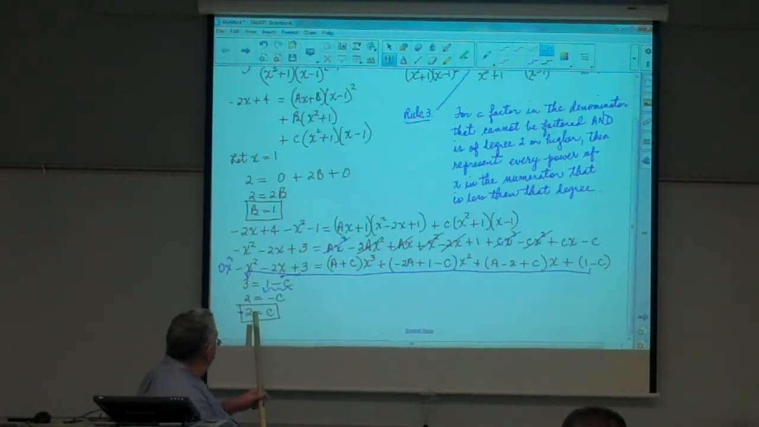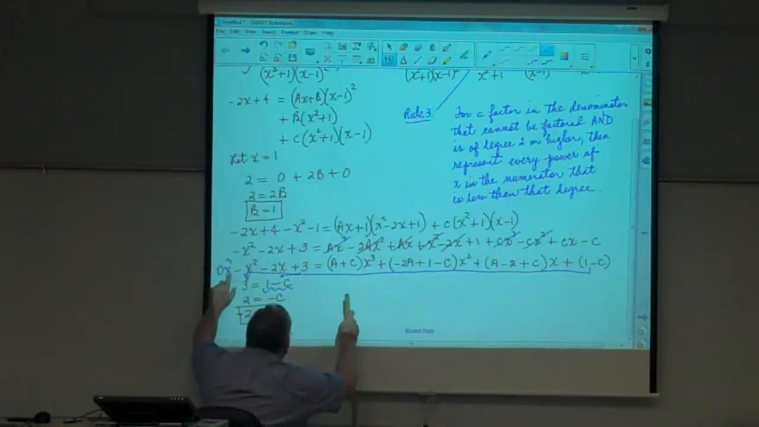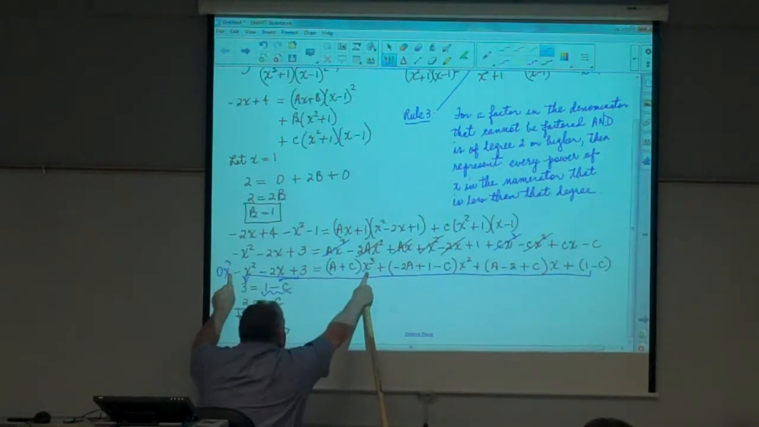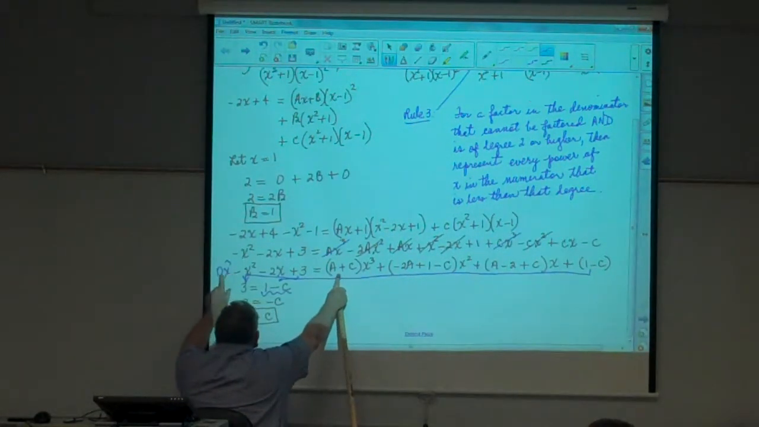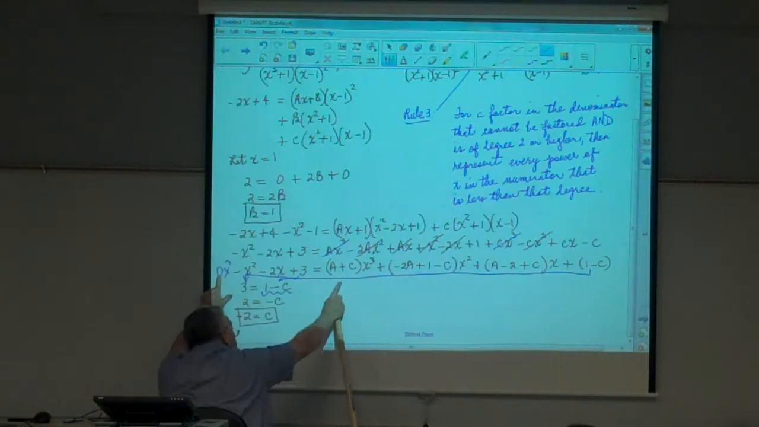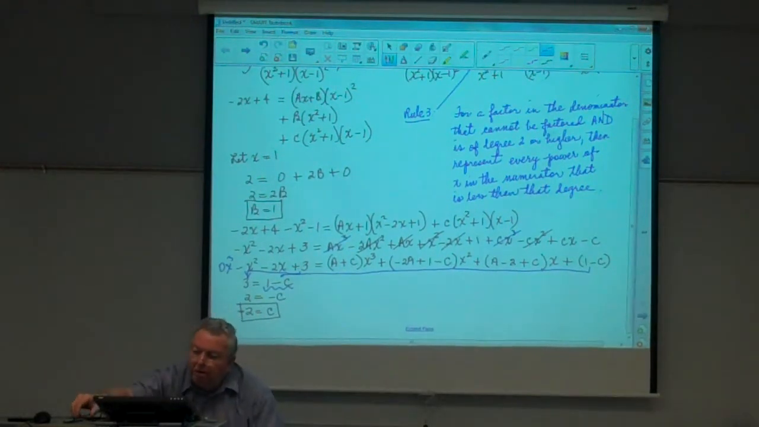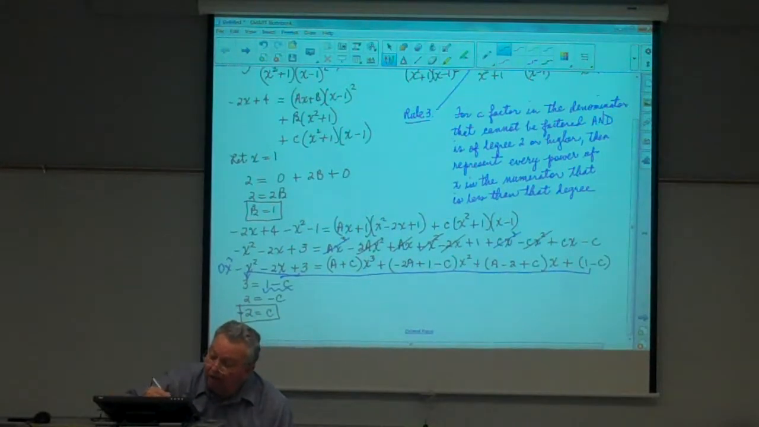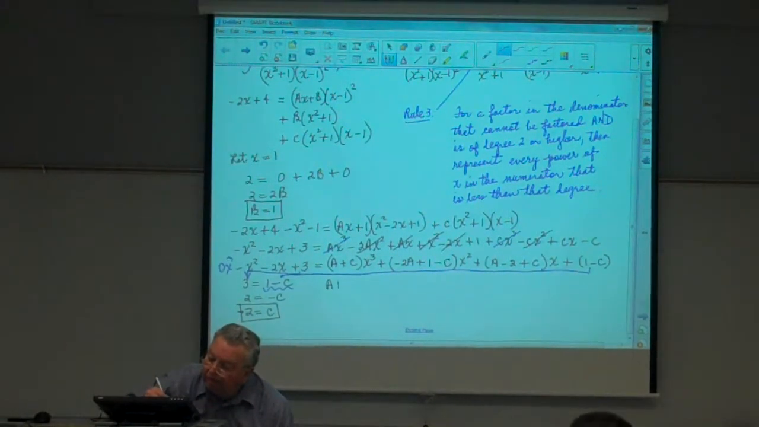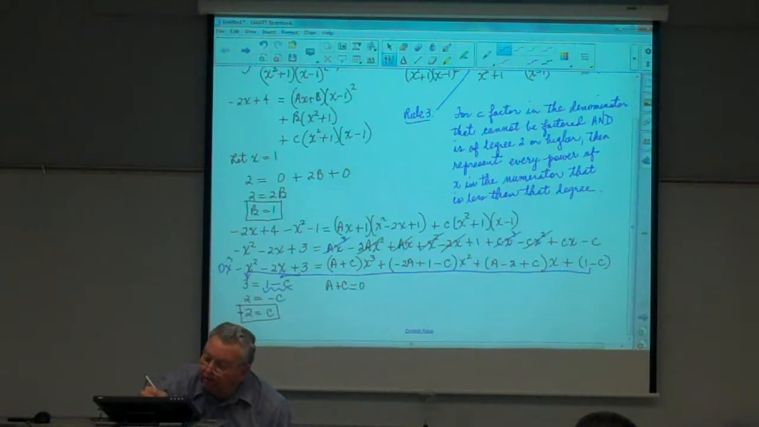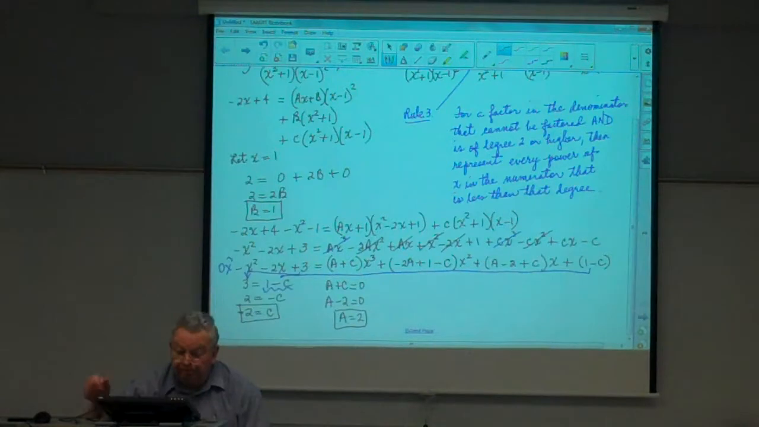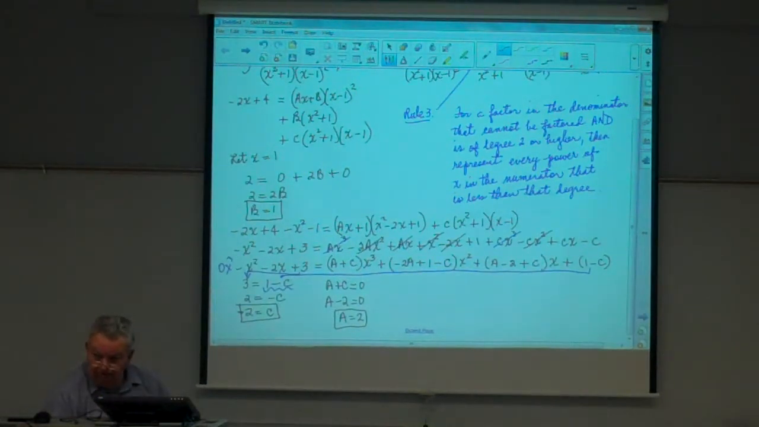Okay. So now I took the coefficient of x cubed. What does a plus c have to equal? 0. A plus c has to equal 0. If a plus c is equal to 0, that means that a minus 2 equals 0, and that a is equal to 2. It almost seems too simple to be true.